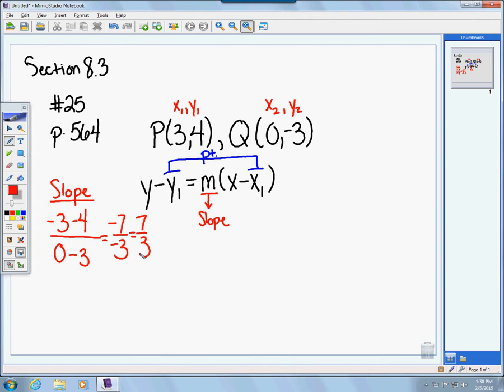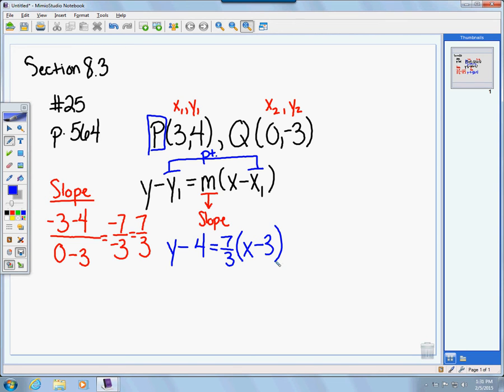From here, we actually have enough information to take care of this. We just plug this value in. So we have y minus, and you can really pick either the point that you have for P or the point that you have for Q. I'll demonstrate why this makes sense. So we do y minus, in this case we would use 4 if we're using point P for this problem. So we have y minus 4 is equal to 7 over 3 times the quantity of x minus 3.